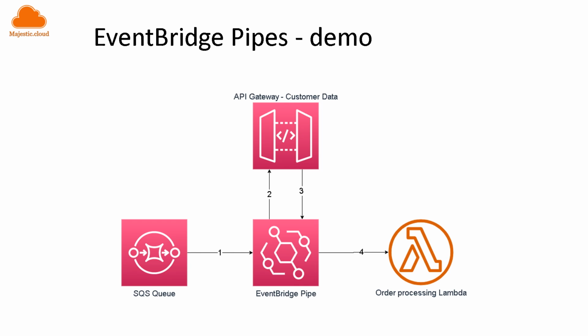I'm going to do a demo in which we are going to create an EventBridge pipe which fetches messages from an SQS queue. From the queue, it gets information about the order, and this information will contain this customer ID. Based on this, it will make a call to API Gateway from where it will retrieve additional information about this customer, specifically the shipping address. Then it will hand this information down to a Lambda function, which should handle the order processing. So this will be our demo. Let's see how we can implement this.